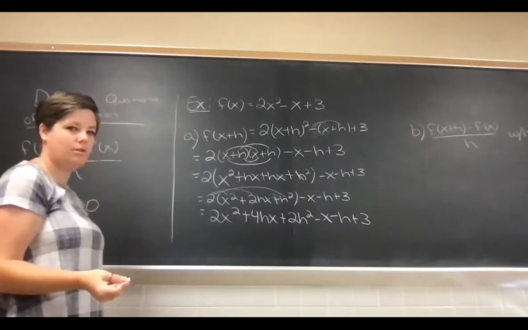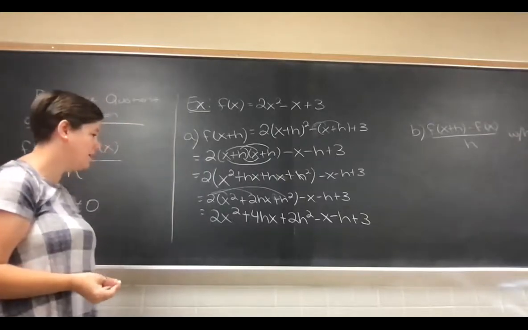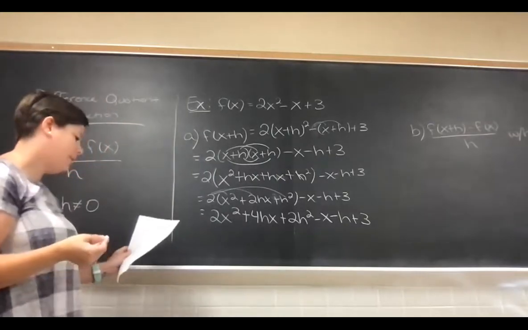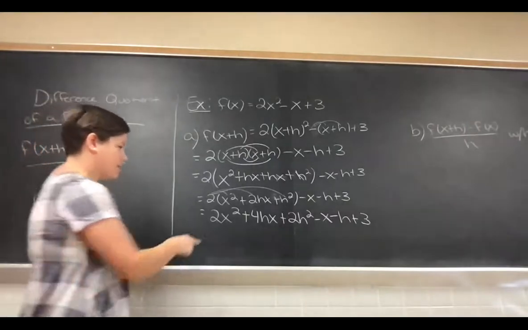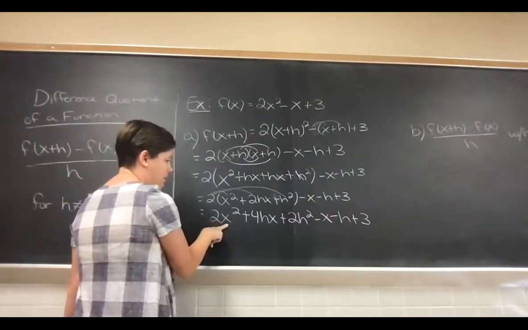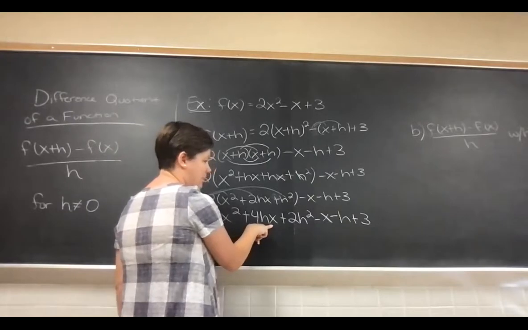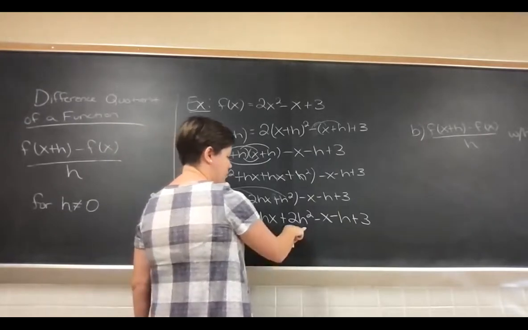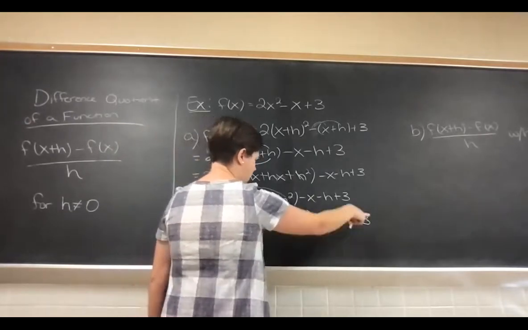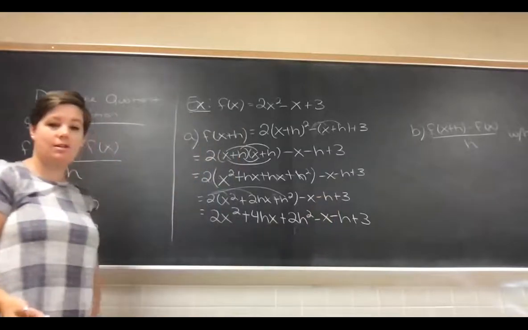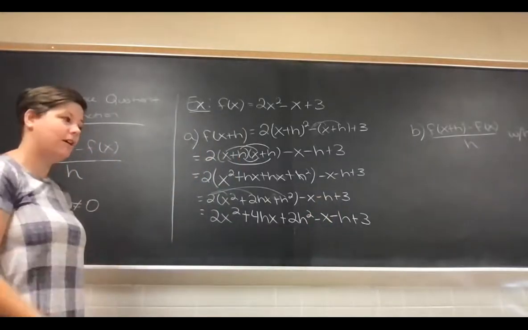And then I look, do I have anything that I can combine? I don't, because this is x squared and I don't have any other x squareds. This is hx and I don't have any other hx's. H squared, just regular x, just regular h, and a constant. So there's nothing else I can simplify, so that actually is simplified out.